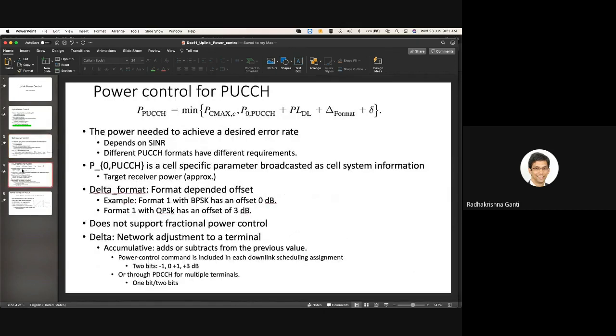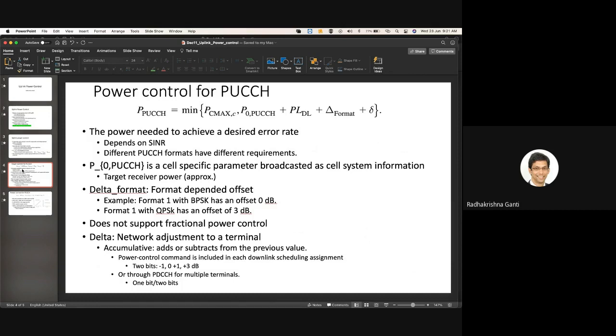So now let's understand what the power control for PUCCH is. This is the first, PUCCH power control. PUCCH has multiple different formats. We saw format 0, we also saw format 2. There are other formats like format 1, format 3, and I think format 4 is also there.